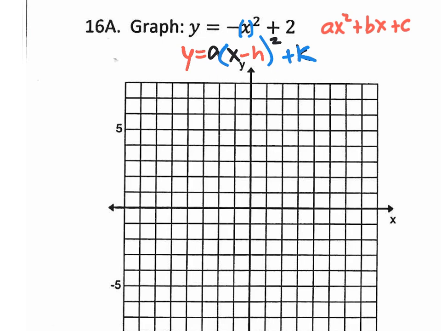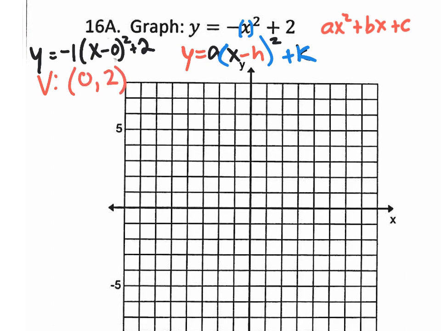So if we rewrite our original equation to our vertex form equation, it's going to be y equals -1, open parenthesis, x minus nothing squared plus k, which is plus 2. So we could clearly see that our vertex is the coordinate 0, 2. So let's go to 0, 2, which is right here. We're going to draw our axis of symmetry right through it.